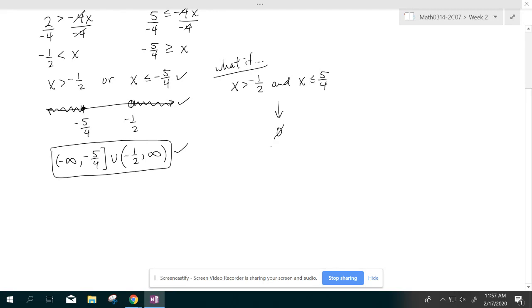Because you see, if they would have said and, I would have to have overlap. Because and takes where they overlap, but these two shadings never overlap. Therefore, we're going to get no solution. And this is the symbol for no solution. Everybody understand that? If they give you the intersection symbol, or if they use the word and, your shading has to overlap. If it doesn't, you've got no solution, okay?